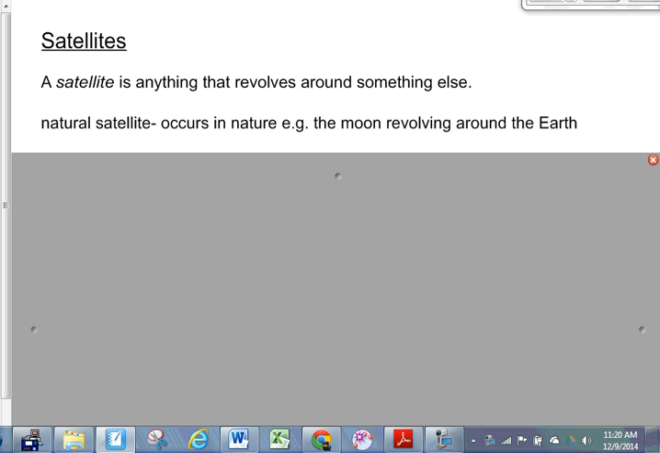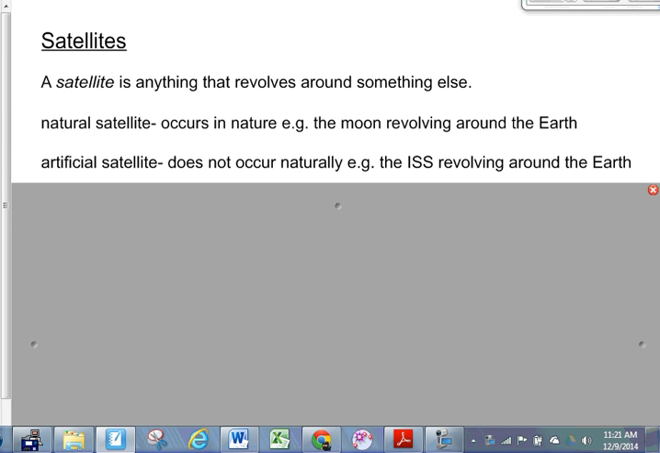There are two types of satellites. You may not think of the moon as a satellite, but it is. The moon orbits around the Earth. You may not think of the Earth as a satellite, but it is. The Earth orbits around the sun. Those are natural satellites. Those are satellites that we didn't put there. They're just there. Versus artificial satellites, which are satellites that we did put there.